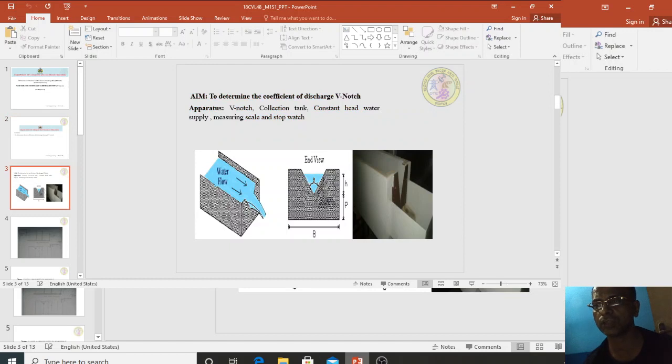The apparatus used are a V-notch, a collection tank, a measuring scale and a stopwatch. So this is the V-notch and this is the collection tank, and this is the head causing the flow. In the isometric view, the pictorial representation of the V-notch is shown, where this is B and this is H, the head of the water. This is H1 and this is the water level at the final level, H2. This is theta, the angle between the two lines at the vertex.